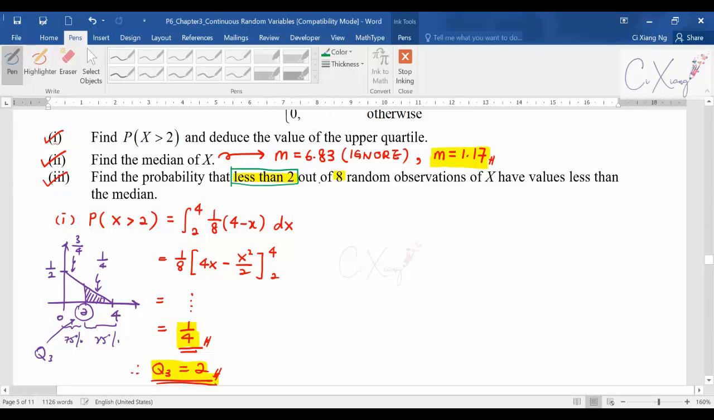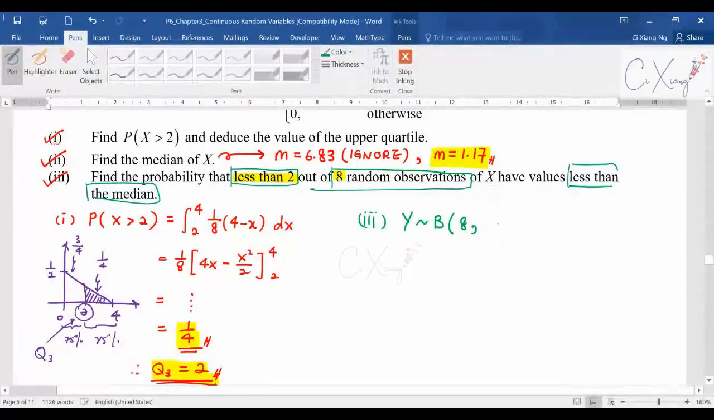Again, I don't know whether you can see the pattern here or not. Less than 2 observations from the 8 observations, something happened to them. Something happened means less than the median. So again, this is the binomial distribution. You have y, which is binomially distributed, with 8 observations. What is the probability for less than the median? Less than the median is 0.5. And they want you to calculate the probability for y smaller than 2. Again, please make sure that you try this on your own to get the answer 0.0352.